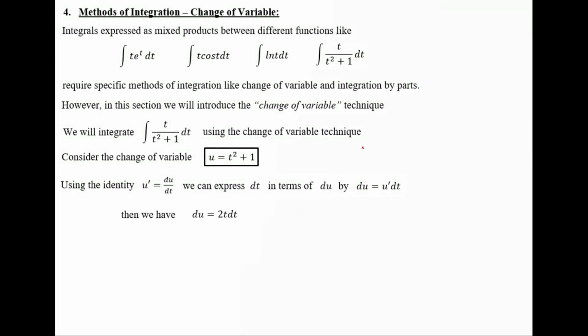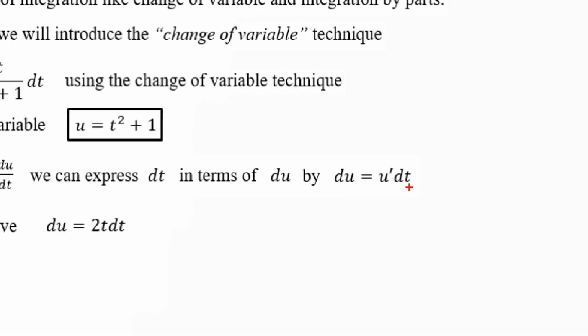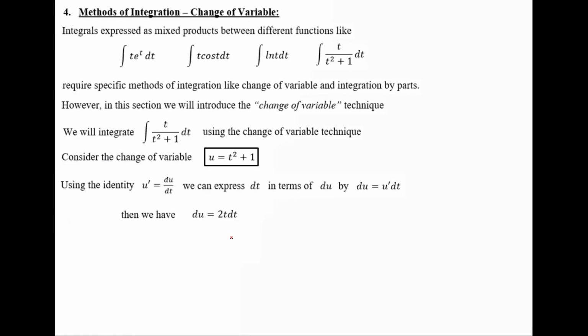Then if we're saying that du is u prime dt, keeping du as it is, keeping dt as it is, but we know that u is t squared plus 1, and the derivative of this is 2t, then u prime can be replaced by 2t. Then we have a new relation between t and dt.